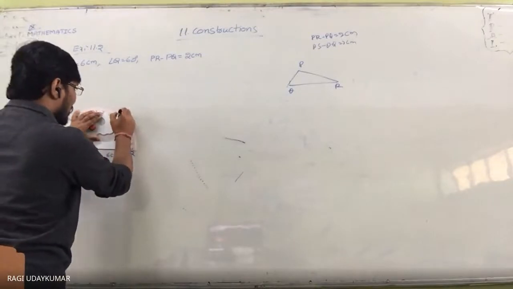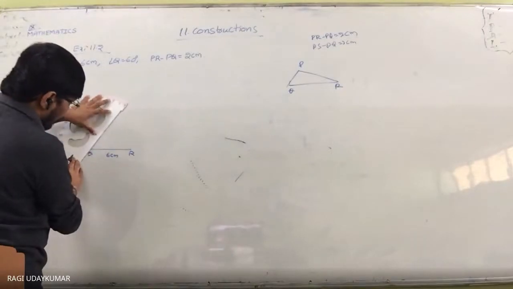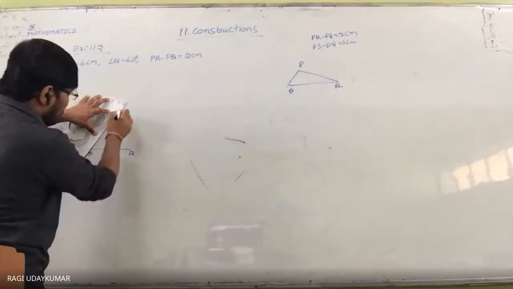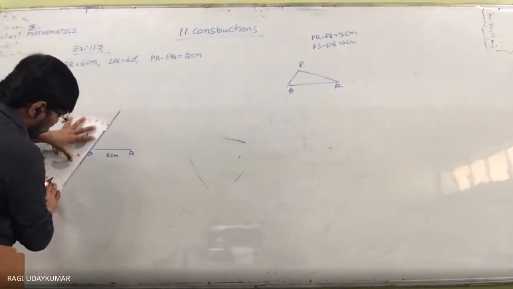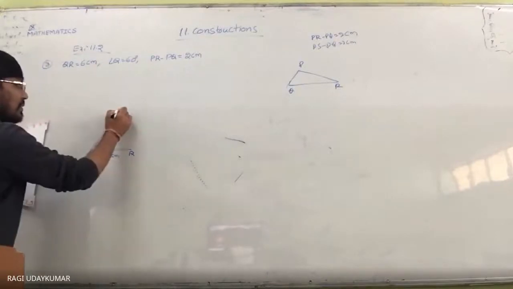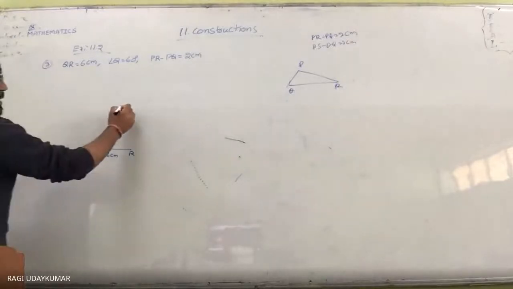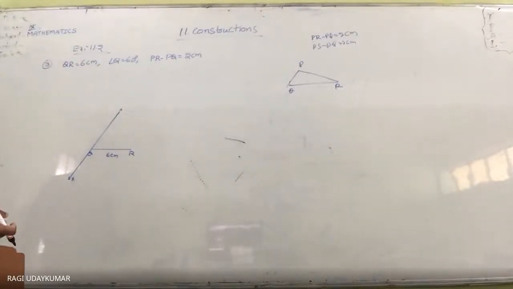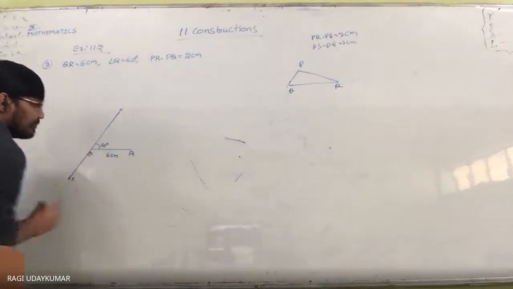So for 60 degrees, mark the point here and extend it. And still more, if you want, you can extend here. Okay. So you can take this as X, this was QX downwards. Now here this angle is 60 degrees, we have constructed.